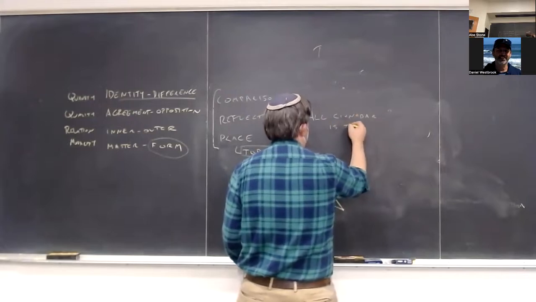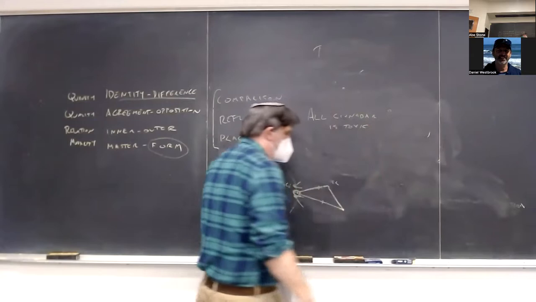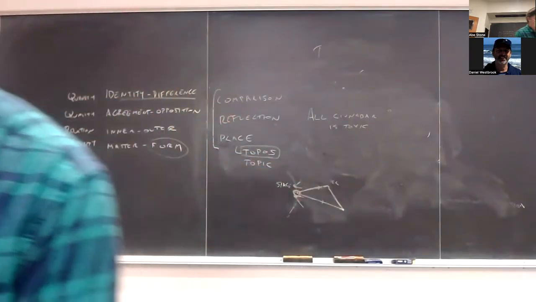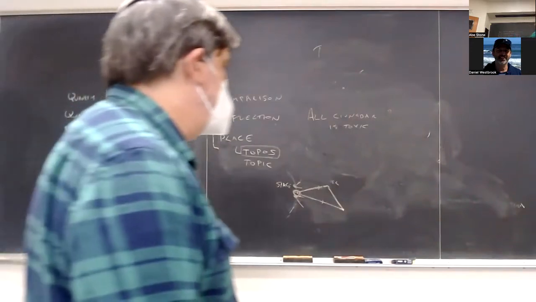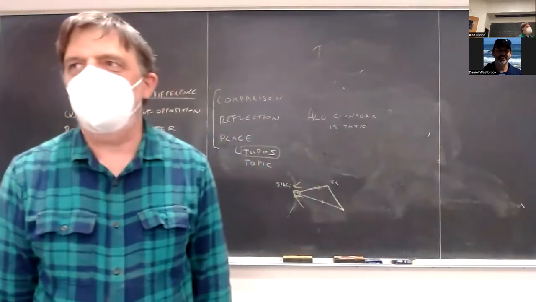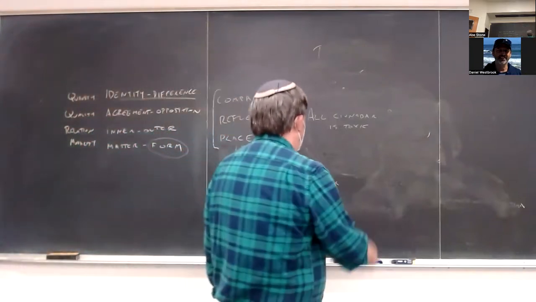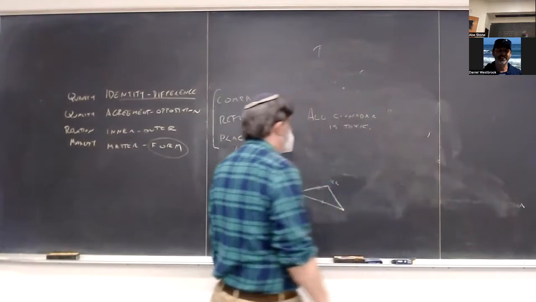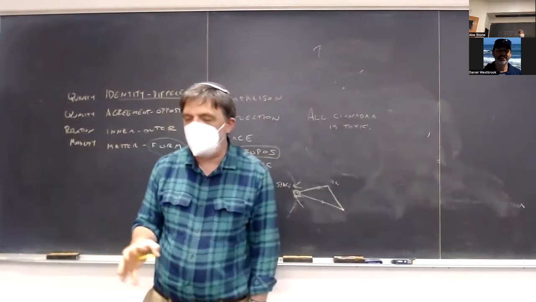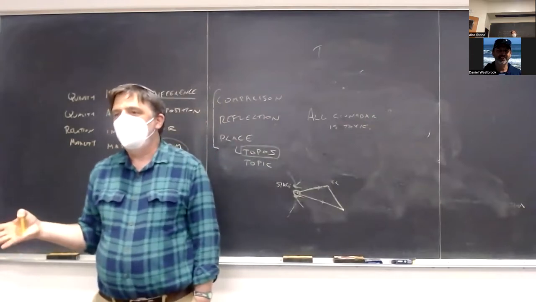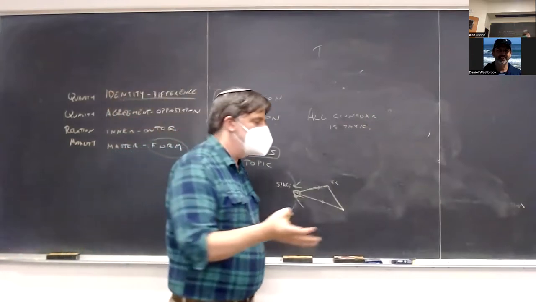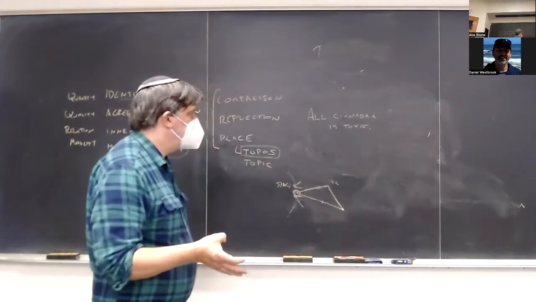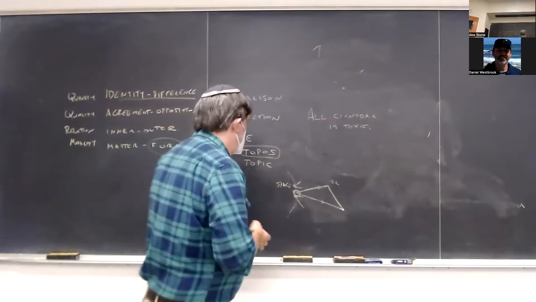all cinnabar is toxic. And suppose, again, I feel very uncomfortable about these examples because Kant says that empirical concepts don't have definitions. He says that in the doctrine of the method. We're not going to get to that part, but it's hard to talk about this without using examples like this. Suppose toxic is not part of the definition of cinnabar. But we judge based on experience that all cinnabar is toxic. So this is a universal judgment.